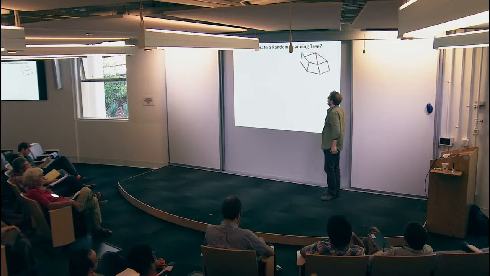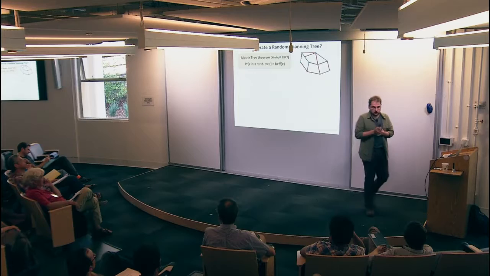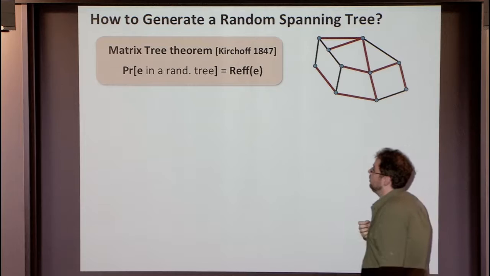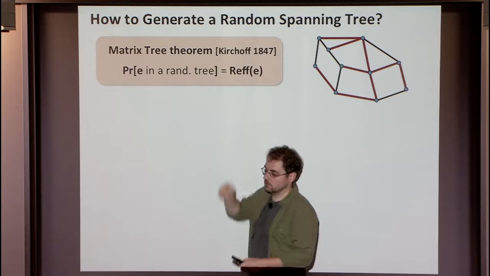Okay. So now, once we know why we might care about the problem, the question is how to generate a random spanning tree. One way of doing this stems from the work of Kirchhoff and the connection called the matrix tree theorem, which roughly says that there is a very complete connection between effective resistance and random spanning trees. Namely, for a given edge, the probability that this edge will be included in the random spanning tree is exactly the effective resistance of this edge in the graph.